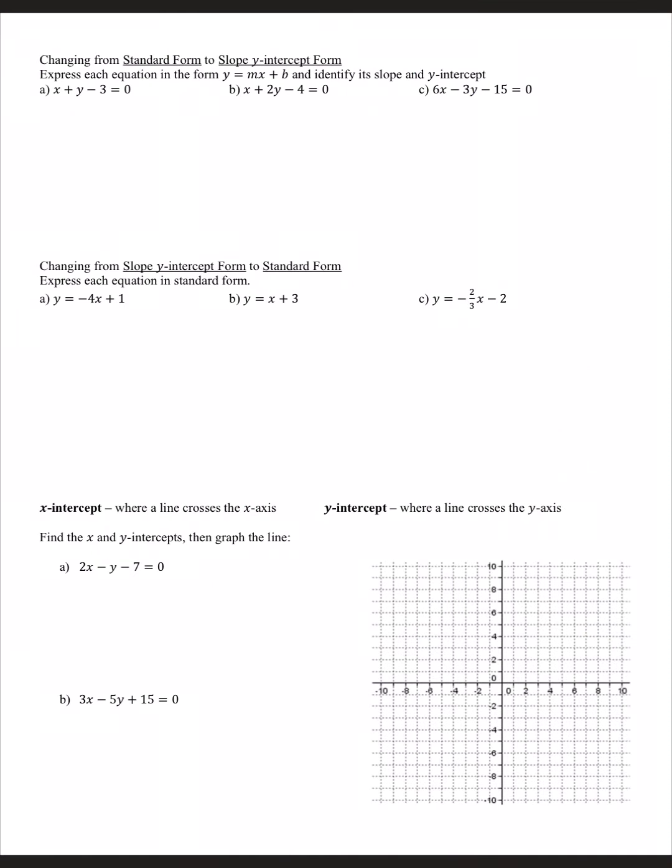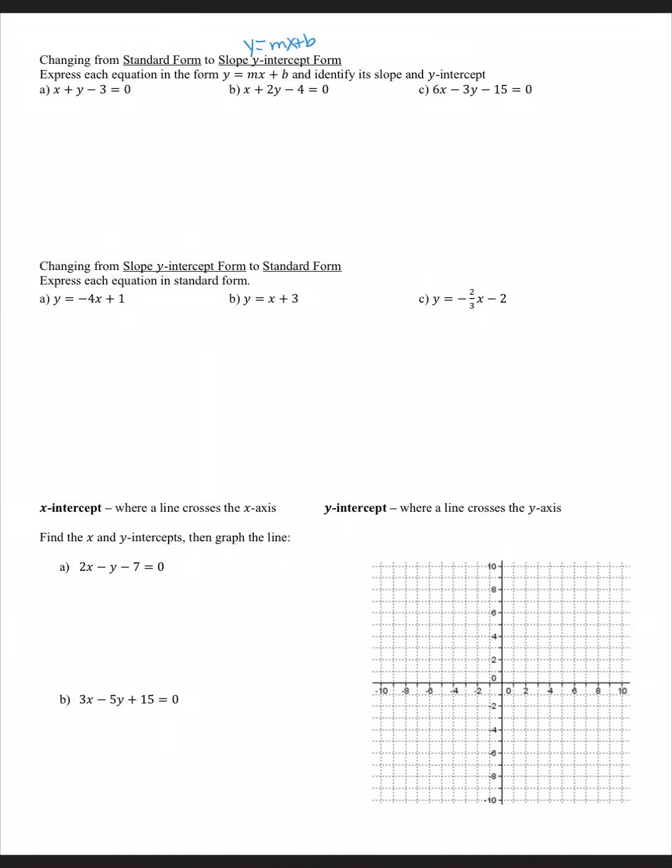Okay, so now we're going to look at going between those two forms. We've taken a look briefly at standard form. We've spent a few more days on slope y-intercept form. Let's see if we can figure out how to switch from one form to the next. So we have x plus y minus 3 equals 0. So let's just remember that our slope y-intercept form is going to be y equals mx plus b. So we want to try to isolate that y.